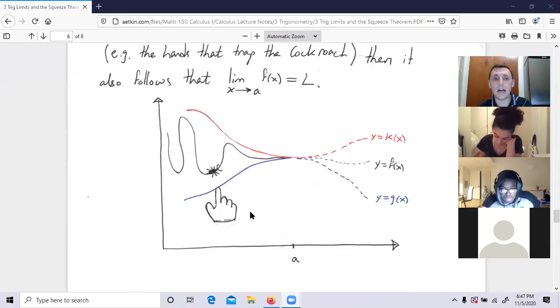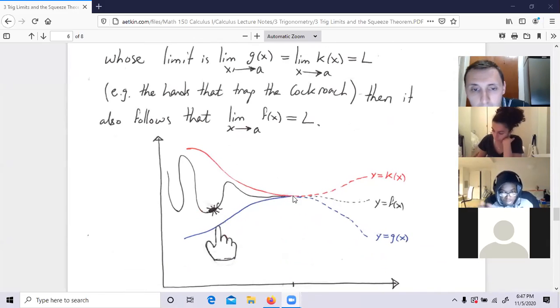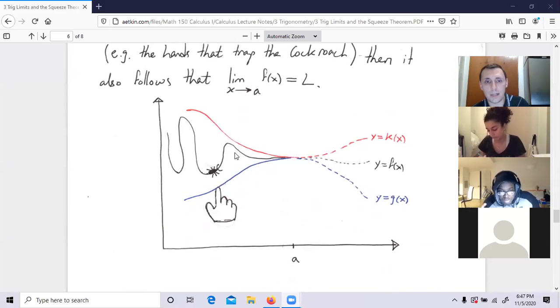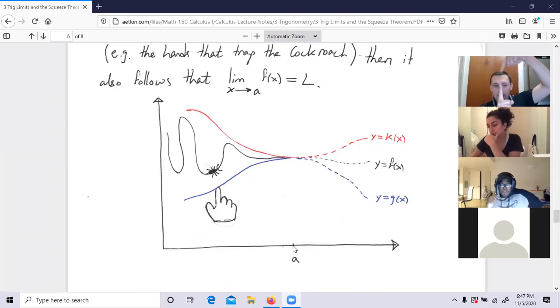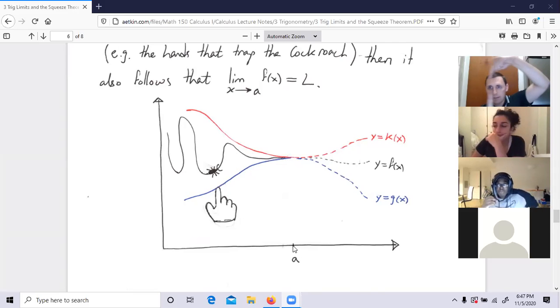Now I want to trap the cockroach near the position A. Imagine that as the cockroach is moving, my finger is keeping in sync along the x-axis. So the position of the cockroach along the x-axis is always matched by my lower finger. The cockroach is running like this, and I always keep my finger right below it on the x-axis. You understand what I mean, guys?